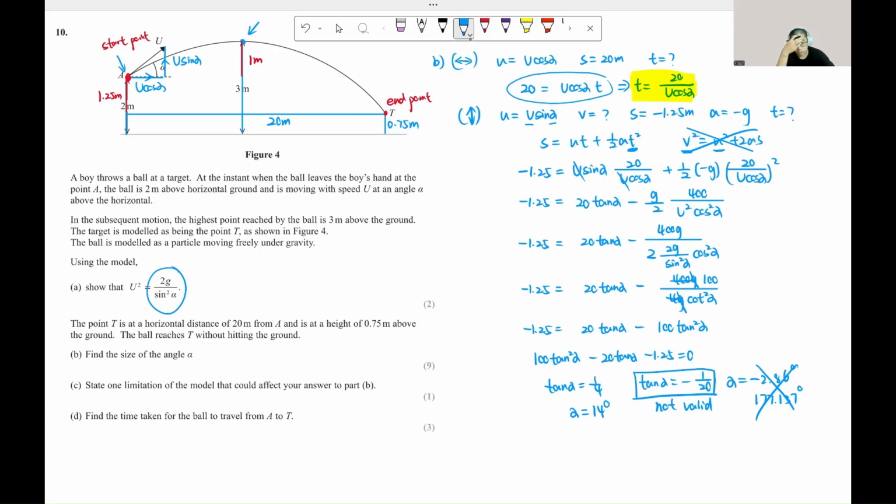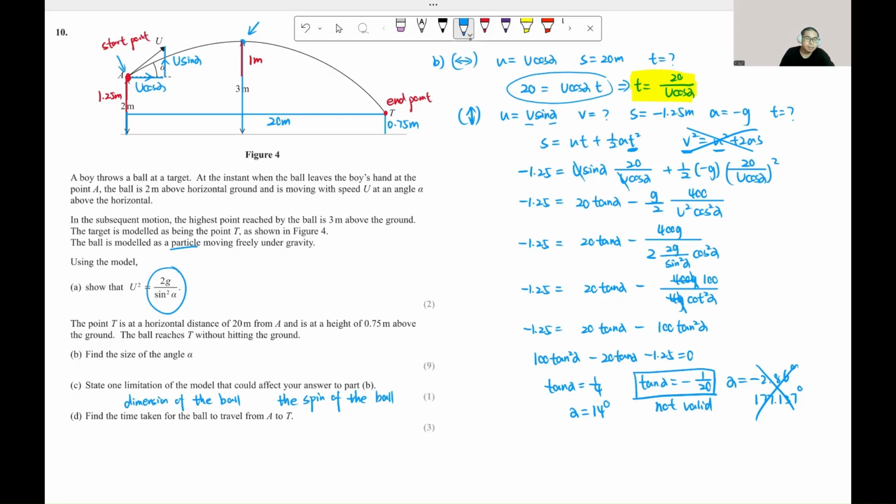And then for part C, it says state one limitation of the model that could affect your answer to part B. You can either say the dimensions of the ball, because it's modeled as a particle. Or you can say the spin of the ball. That's normally what I write in this type of question. But there'll be more possible answers. You can always check the mark scheme.